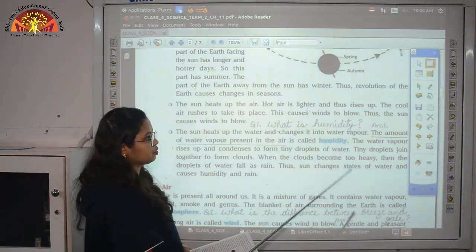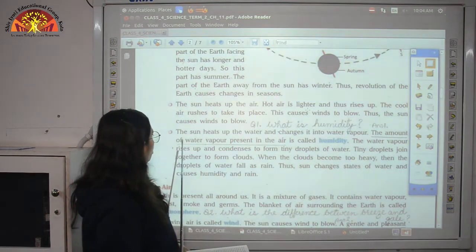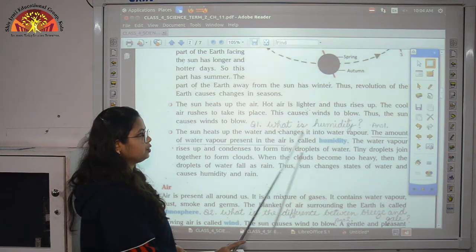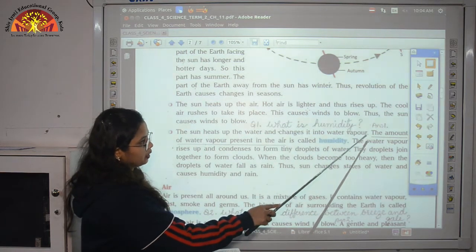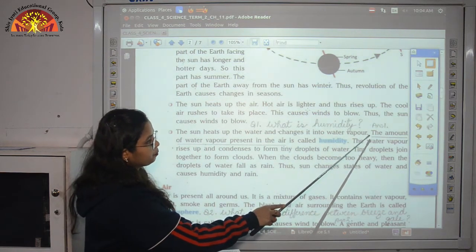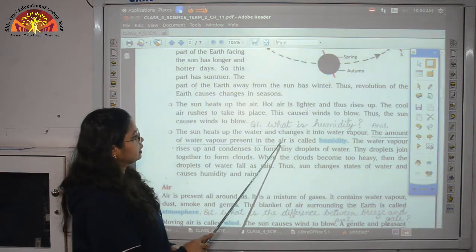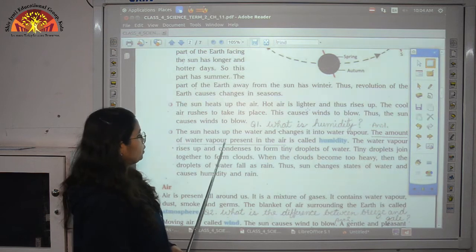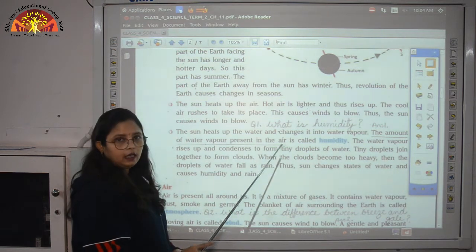So the answer to this question is, the amount of water vapor present in the air is called humidity. So children, you can mark it from here. Start from "the" and go till "air". Then you have to put a full stop. The amount of water vapor present in the air.